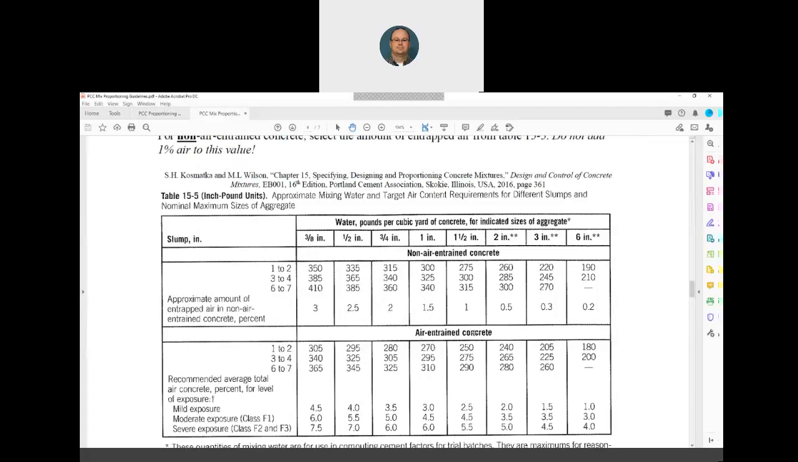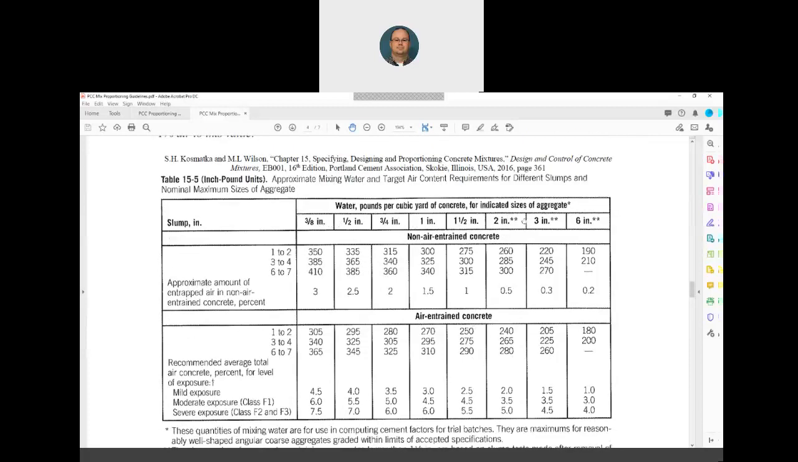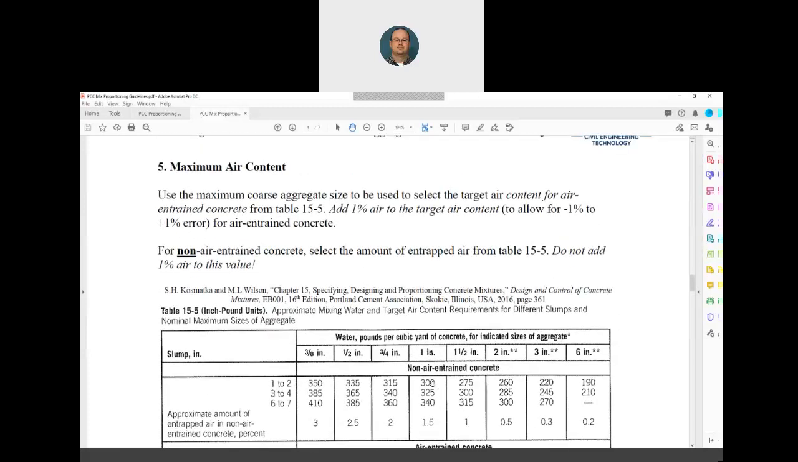If I'm using air entrained concrete, I find my maximum coarse aggregate size. Okay, I find my exposure, right? Mild, moderate, or severe, depending on the aggregate size. So say it's 2 inch, I'm going to use 5.0% air content. I'm going to add 1%. So I'm going to design for 6% air content. So that's how that table works. Okay, so that's step 5.